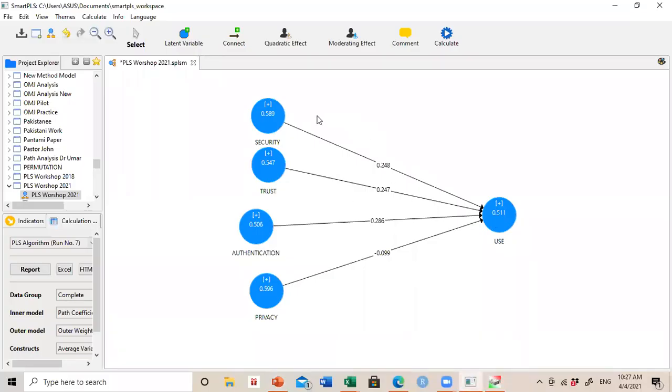Okay, up to this point, please, ladies and gentlemen, are you clear? Yes. All right. So the next is we move to test whether our relationship is significant or is not significant. Okay. So this is how we do it in this PLS. A very simple way. You will now say calculate.